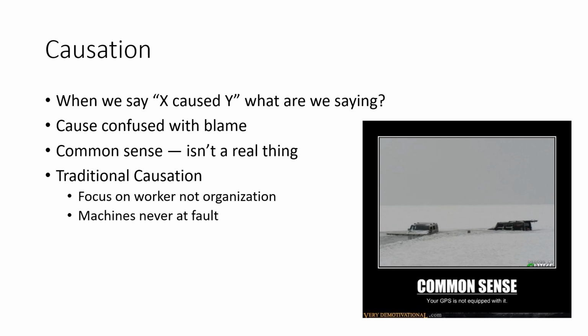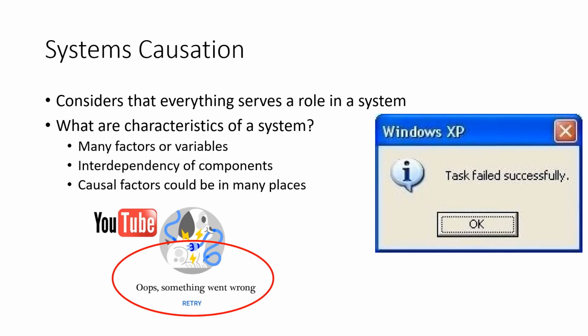And if we're looking at historical causation, or traditional, we talked about this a little bit, the focus is on the worker, not the organization, and machines are never at fault. But as you're looking into human error, human performance issues, you need to consider systems causation. So this is the idea that everything exists as a component of some system, and systems then are subcomponents of other systems, etc. So what are the characteristics of a system?